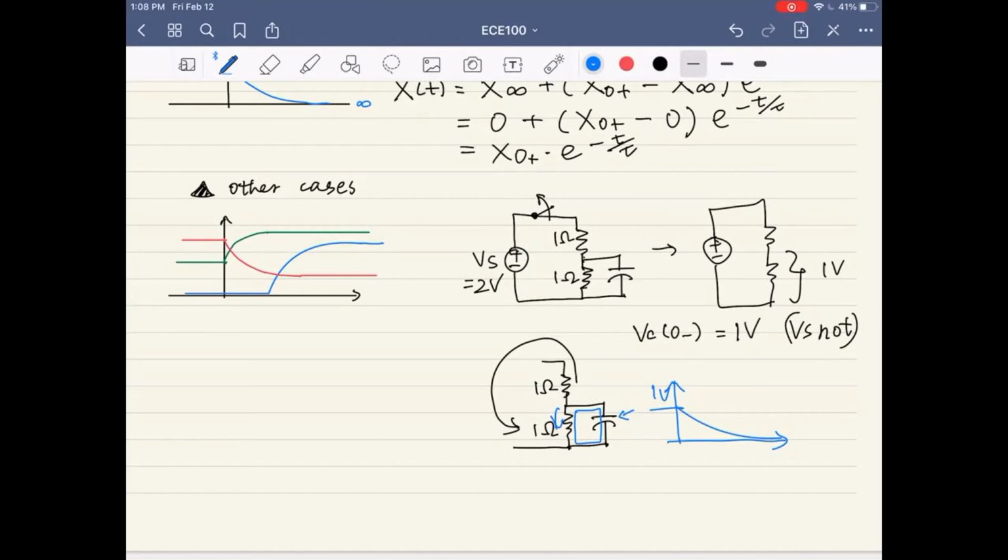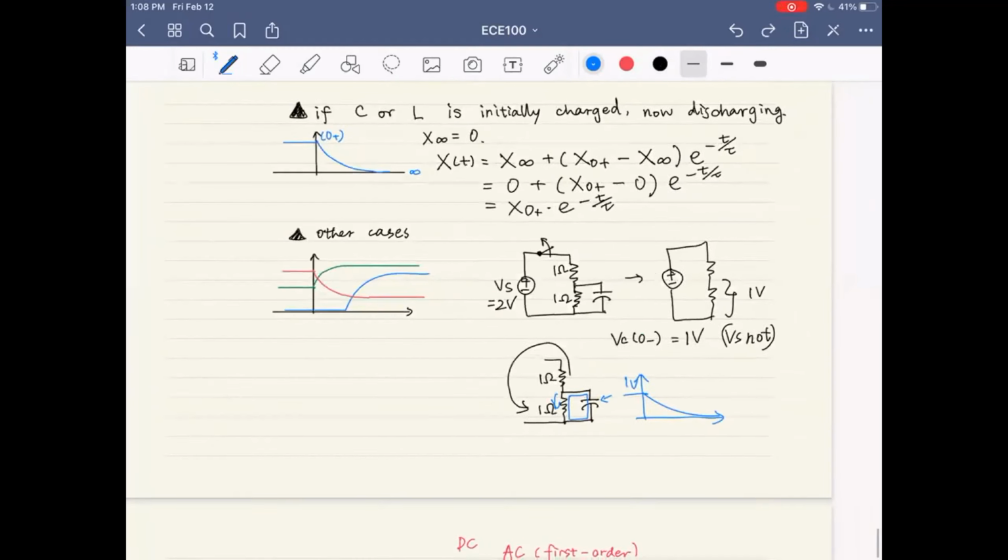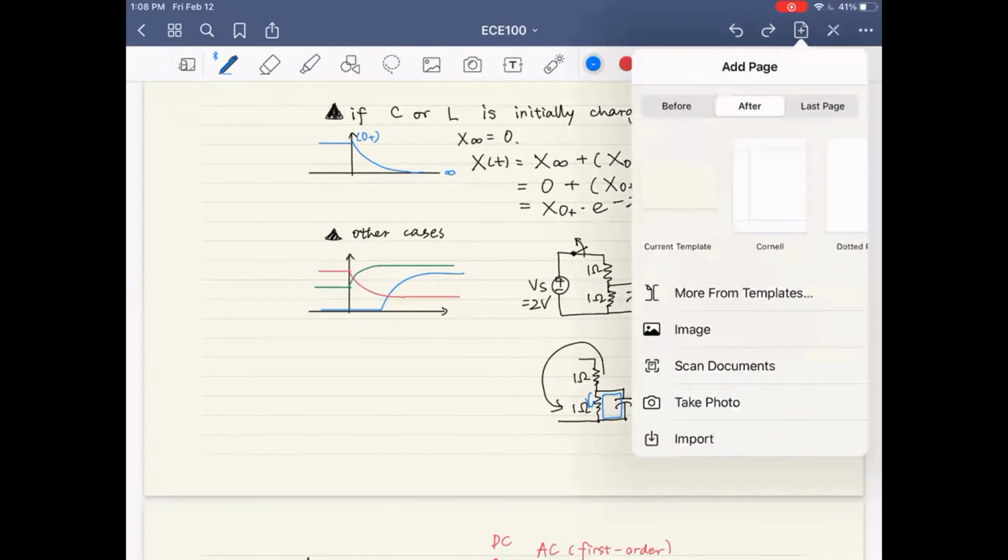Okay. And in some cases, it will be charged to an even higher capacitor voltage. And we also see this in the homework. So I assume you got what I mean.